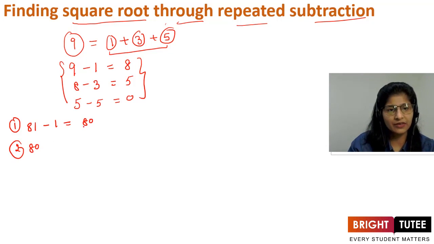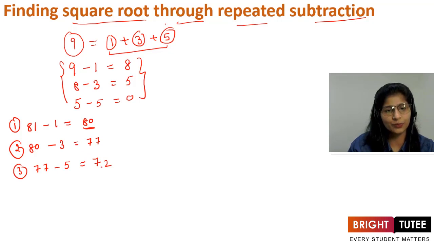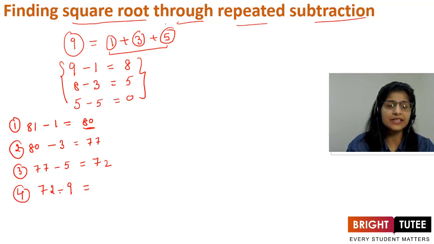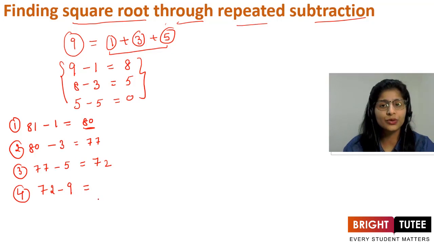Let's do the second step. From 80, whatever answer we got, we will subtract the next odd number. After 1, the next odd number is 3. We will get 77. Now the third one, from 77, we will subtract the next odd number, that is 5. 77 minus 5 is 72. Now the fourth step, from 72, we will subtract the next odd number and the number is 9. Clear? If we subtract this, how much will we get? So we will get 63.